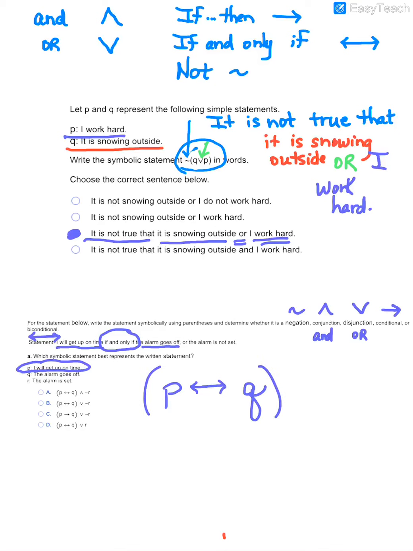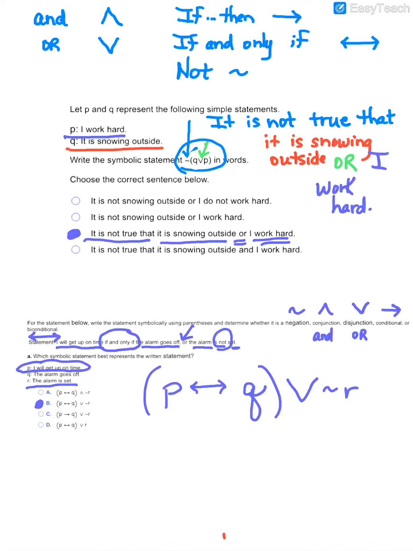And then we have the word "or." So the symbol for "or" would look like that. And then it says the alarm is not set. And if you look at R, it says the alarm is set. So if we're needing to say the alarm is not set, we would have to put the tilde with the R. And so the correct translation of my particular statement there would be letter B.